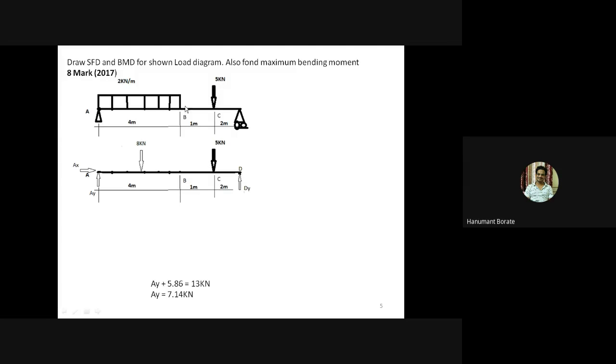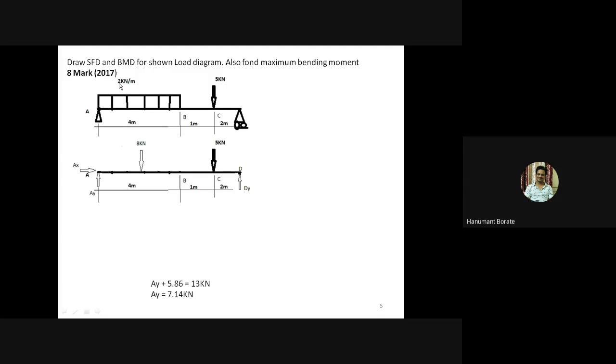This is again a simply supported beam. At point A there is a hinge support, and at point D there is a roller support. First step, we need to draw the free body diagram. And while calculating the reactions, we need to convert this UDL into a point load.